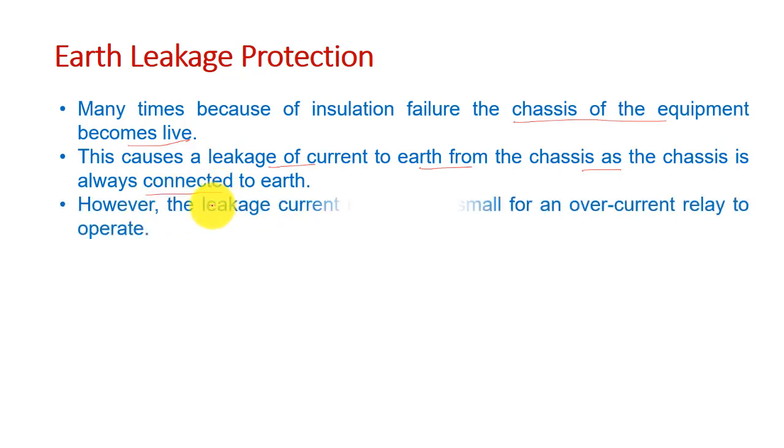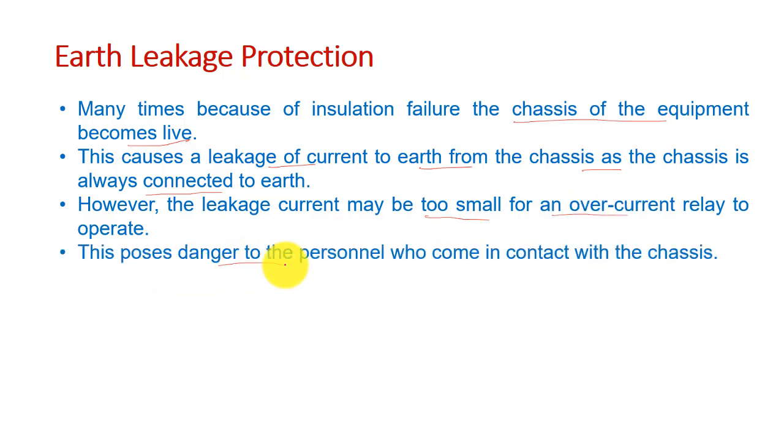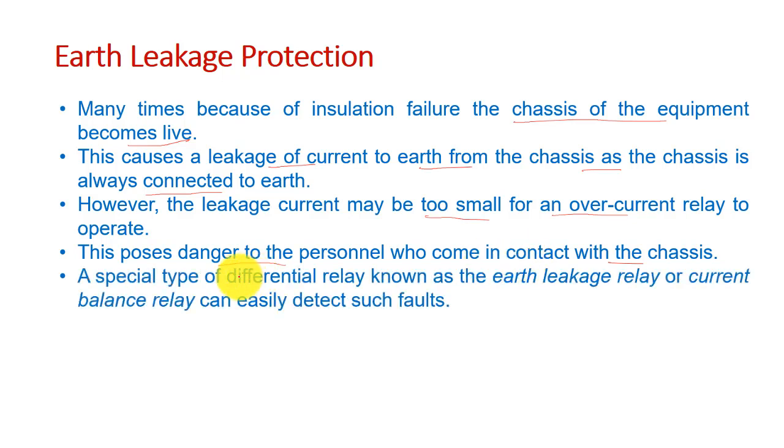So this causes a leakage of current to the earth from the chassis, as the chassis is always connected to the earth. However, the leakage current may be too small for an overcurrent relay to operate. This poses danger to the personnel who come in contact with the chassis. So even if it is a very small current for the overcurrent relay to operate, it poses danger to the personnel who come in contact. Therefore, a special type of differential relay known as the earth leakage relay or current balance relay can easily detect such faults.